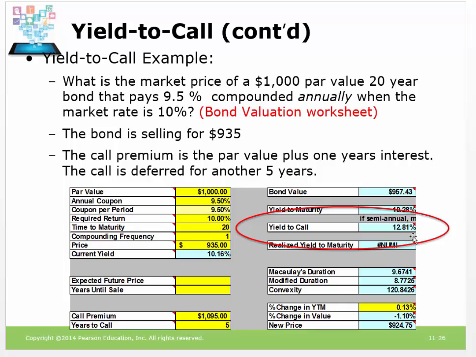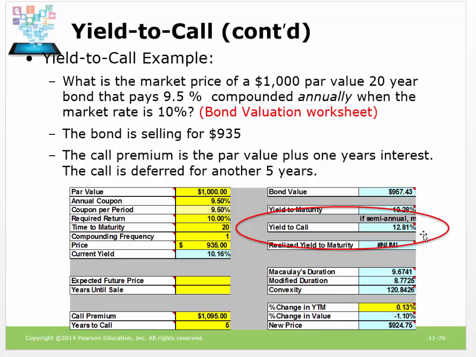So let's put this into context. If you hold this bond for 20 years, you're roughly going to get 10.28% on average. If the company calls in 5 years, you can earn 12.81%. So the question remains, what is the likelihood that interest rates in the economy are going to fall far enough so this company will be inspired to call their debt? Because if they call, you're going to earn 2.6% on average more than you are in the yield to maturity category.